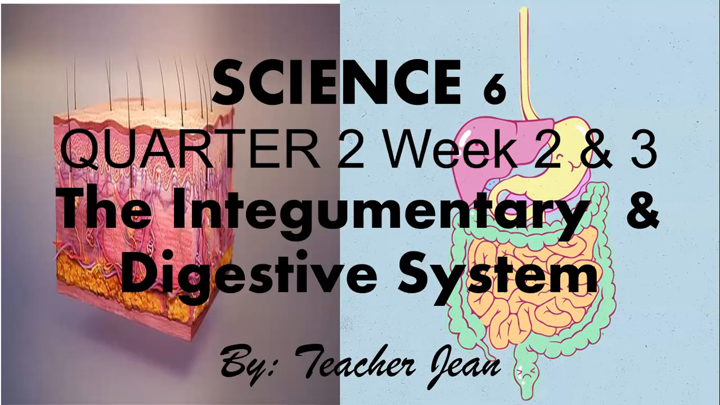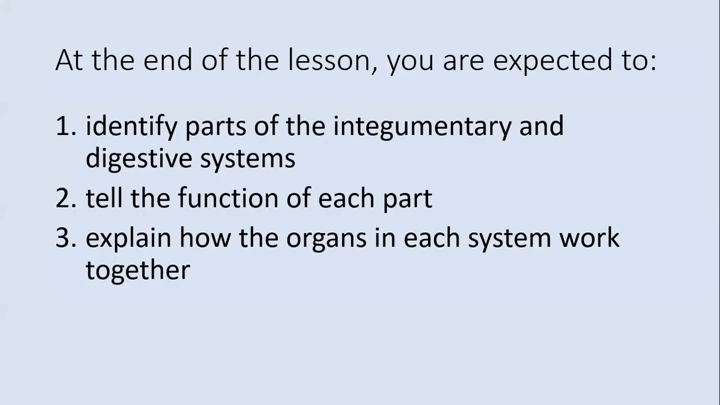And today we are going to have Science 6, Quarter 2, Week 2 and 3. It is about the integumentary and digestive system. At the end of the lesson, you're expected to: 1. Identify parts of the integumentary and digestive systems. 2. Tell the function of each part. And 3. Explain how the organs in each system work together.